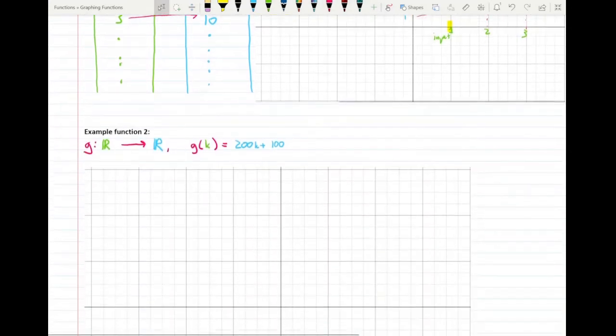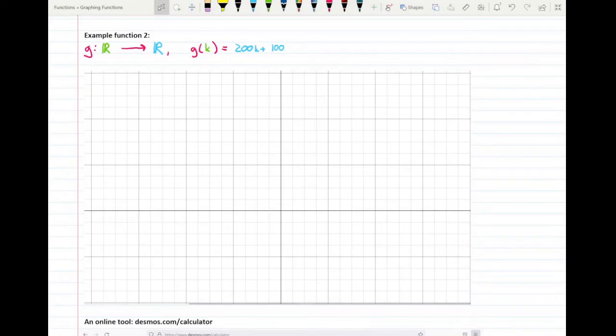Alright, let's do another example. Here we've got g from the numbers to the numbers, whose mapping is defined by g of k equals 200k plus 100. So let's start by labeling our axes. We've got input here, output here, and let's look at 1 here, 2, 3, and -1, -2, -3.